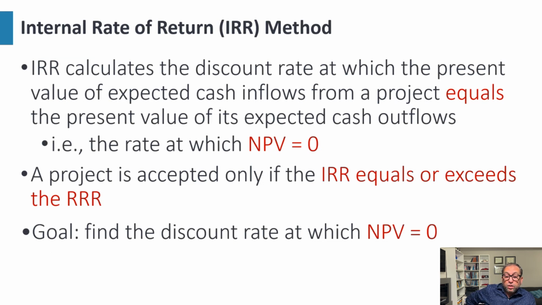Now, the second method. What we discussed in the beginning, there are 4 methods. The first one is NPV. The second one is IRR, internal rate of return. IRR calculates the discount rate at which the present value of expected cash inflow from a project equals the present value of the cash outflow. So what do you mean? IRR is the rate at which the NPV is equal to zero.